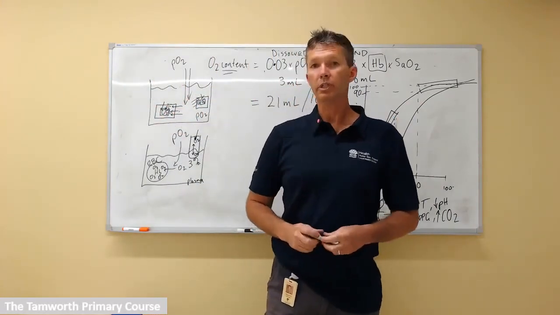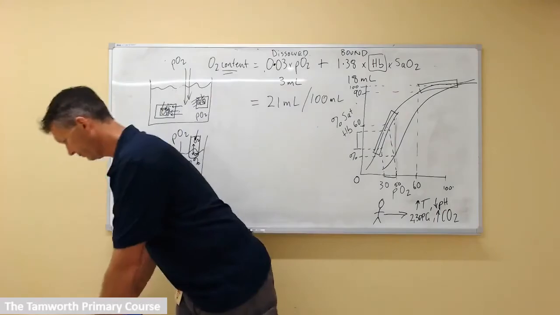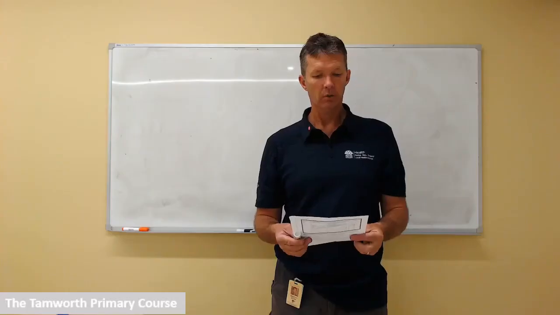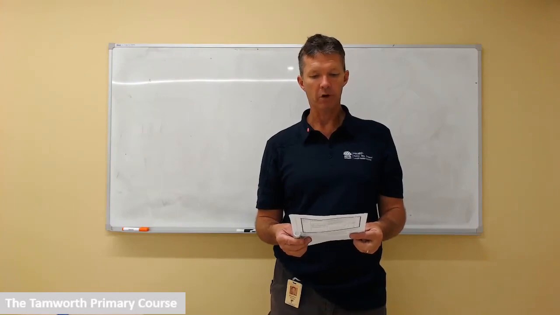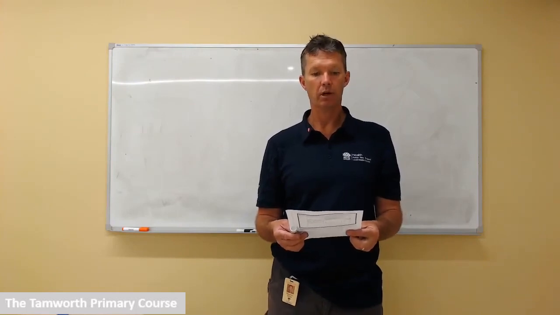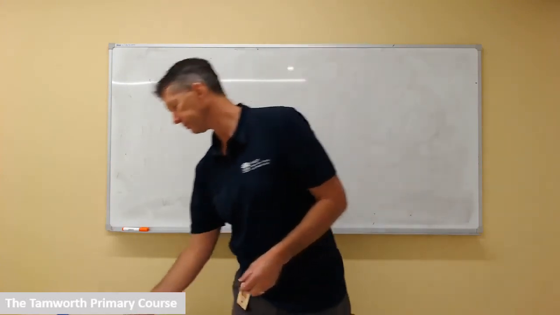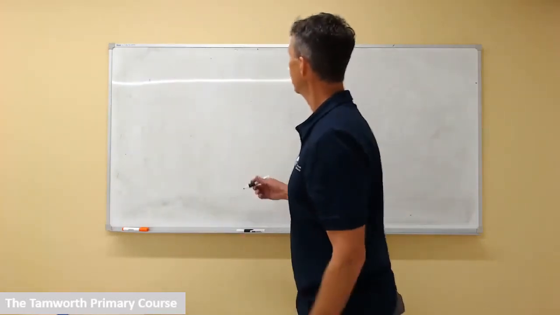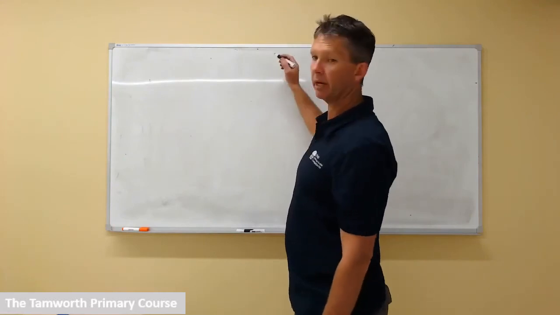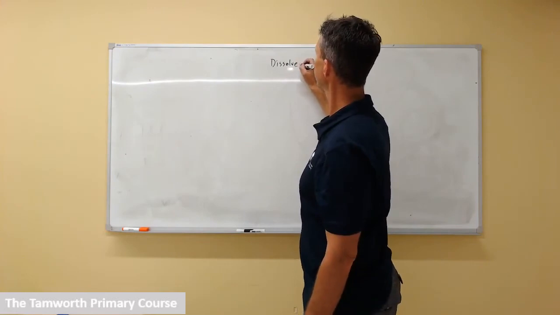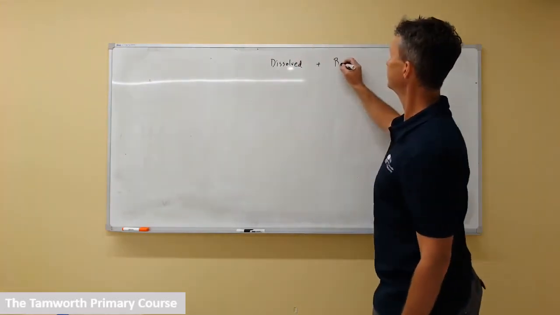Okay, we'll move on to a question. We're starting with physiology. A 40-year-old man with acute pancreatitis is hypoxic. How is oxygen carried in the blood? Oxygen is carried in the blood in two forms. It's dissolved and it's bound to hemoglobin.